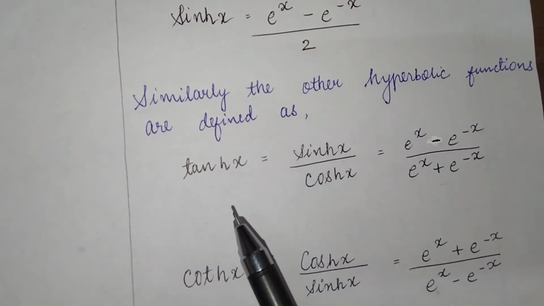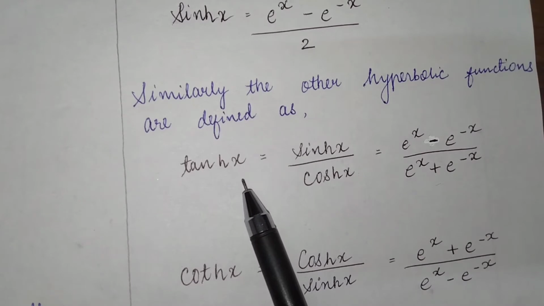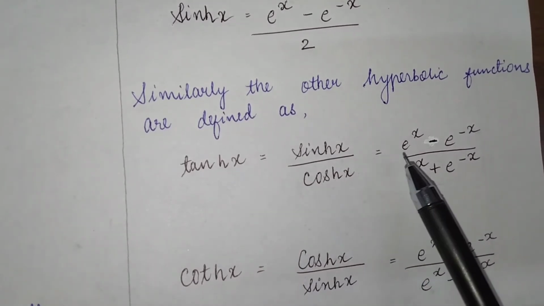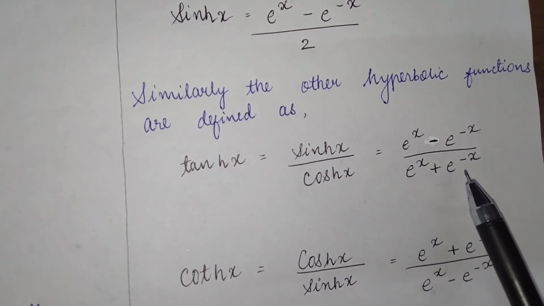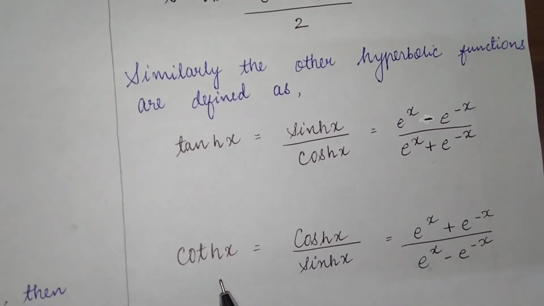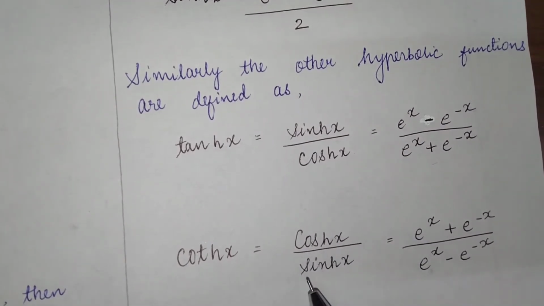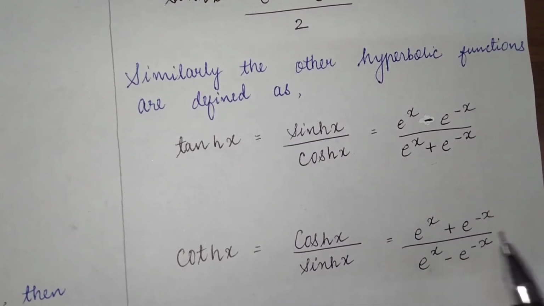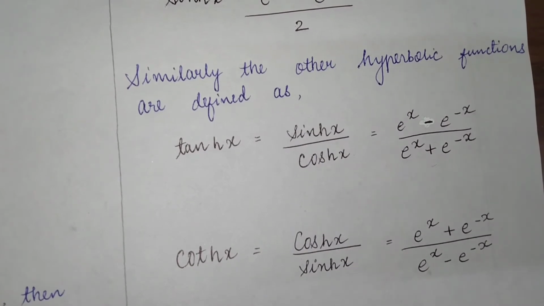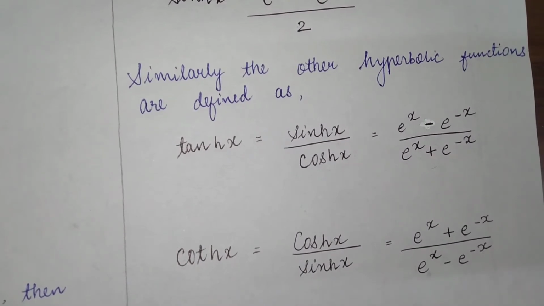Similarly, the other hyperbolic functions are tanh x, and tanh x is equal to sinh x by cosh x. So that is equal to e raised to x minus e raised to minus x upon e raised to x plus e raised to minus x. And coth x is equal to cosh x divided by sinh x, that is e raised to x plus e raised to minus x divided by e raised to x minus e raised to minus x. These are the formulas which you have to remember. Proof of these formulas is not asked, but you directly have to remember them so that they will be useful while solving different examples.